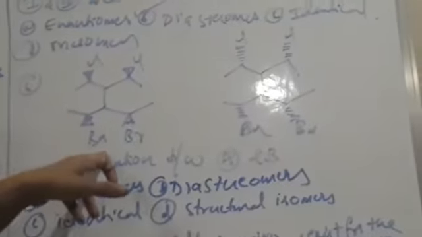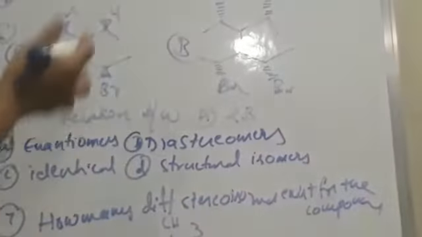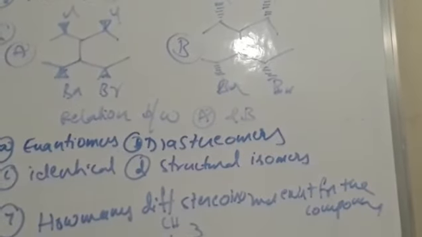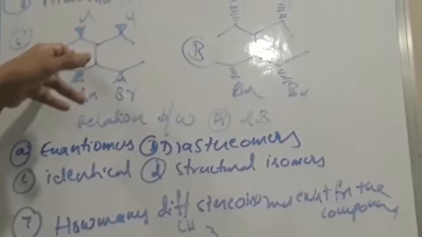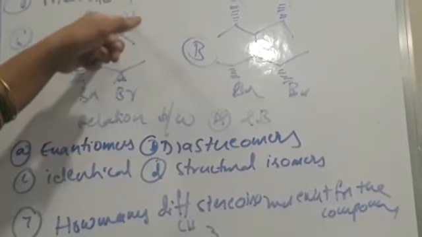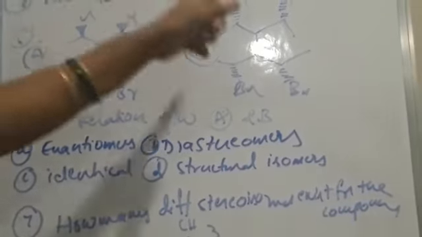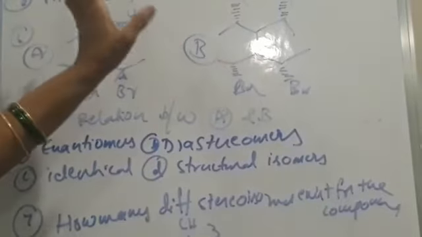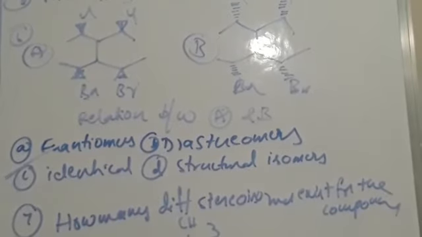Next, coming to this. See the structures of 2 compounds A and B. What is the relation between A and B? One has the wedge formula, this is the representation of the formula with solid wedges. And this is the dash formula. Both are the same. That's why identical. Both are identical. Next.